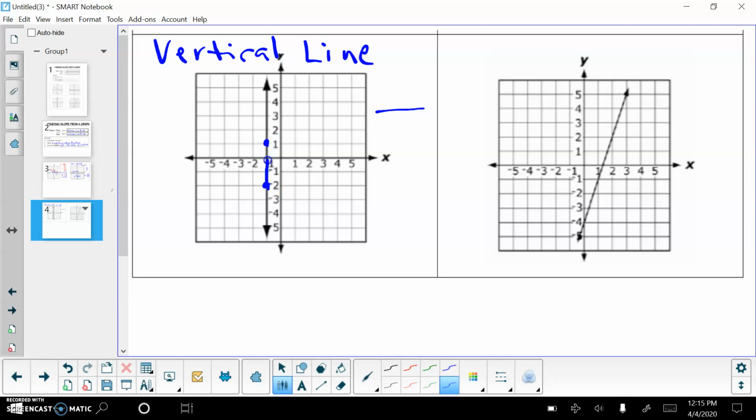So from 1 point straight up to the next, that's a change of 1, 2, 3 up and down. But then it doesn't go across. It doesn't have an across change, so that's a 0 on the bottom.